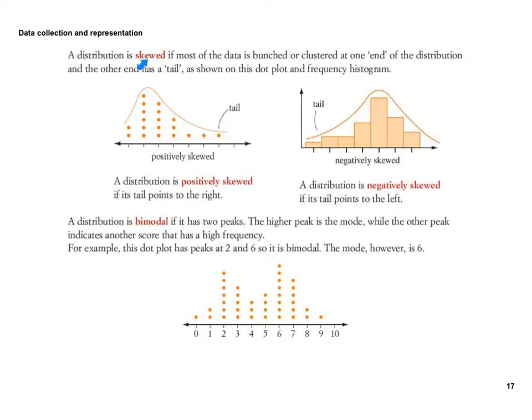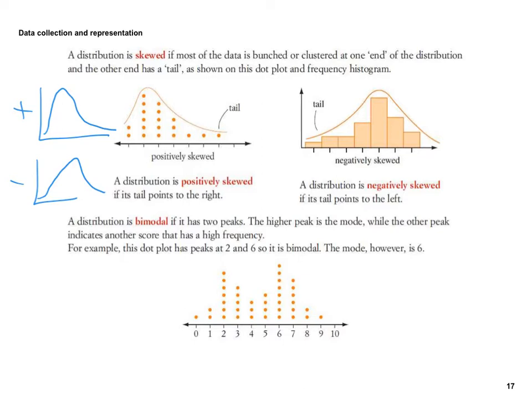A distribution is skewed if most of the data is bunched or clustered at one end of a distribution and the other end has a tail, as shown in this dot plot and histogram below. I would like you to actually jot these down, please. People commonly forget which one's positive and which one's negative. So you can see there's two types of this. If the bump is towards the left, it's positive. If the bump is towards the right, it's negative, as you can see in these two examples here.